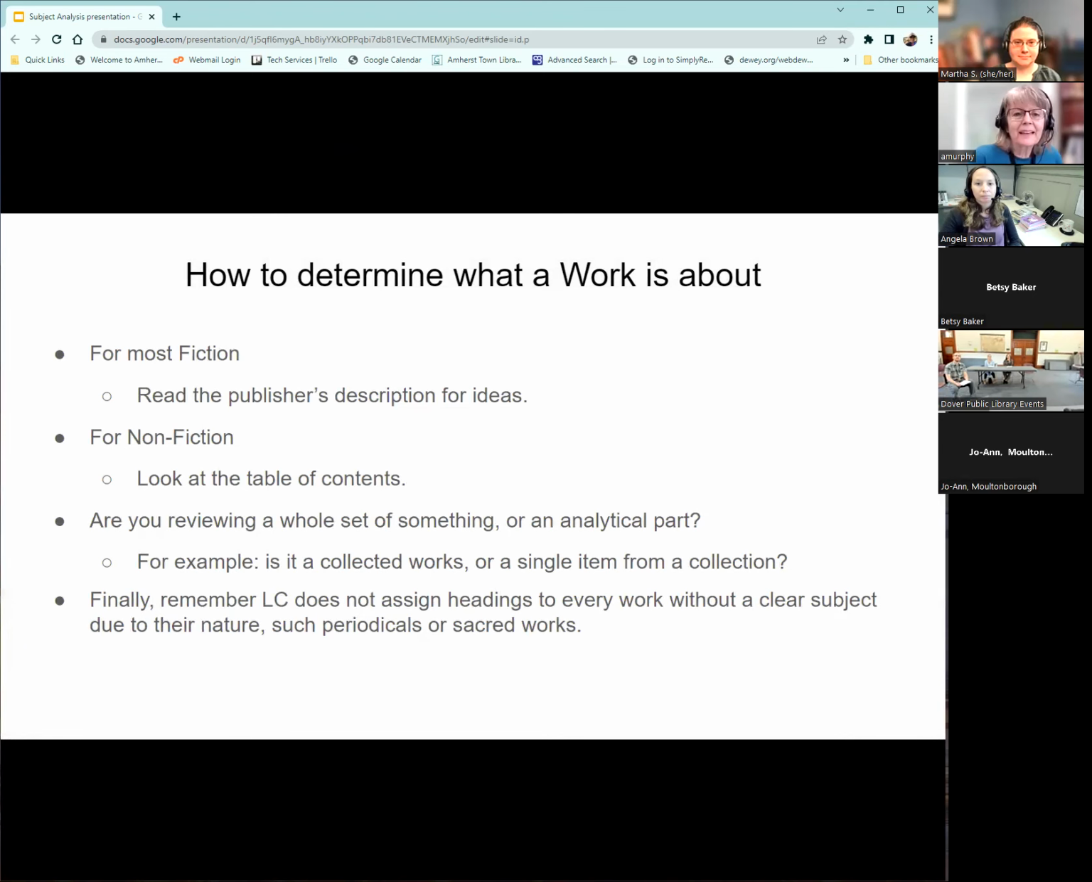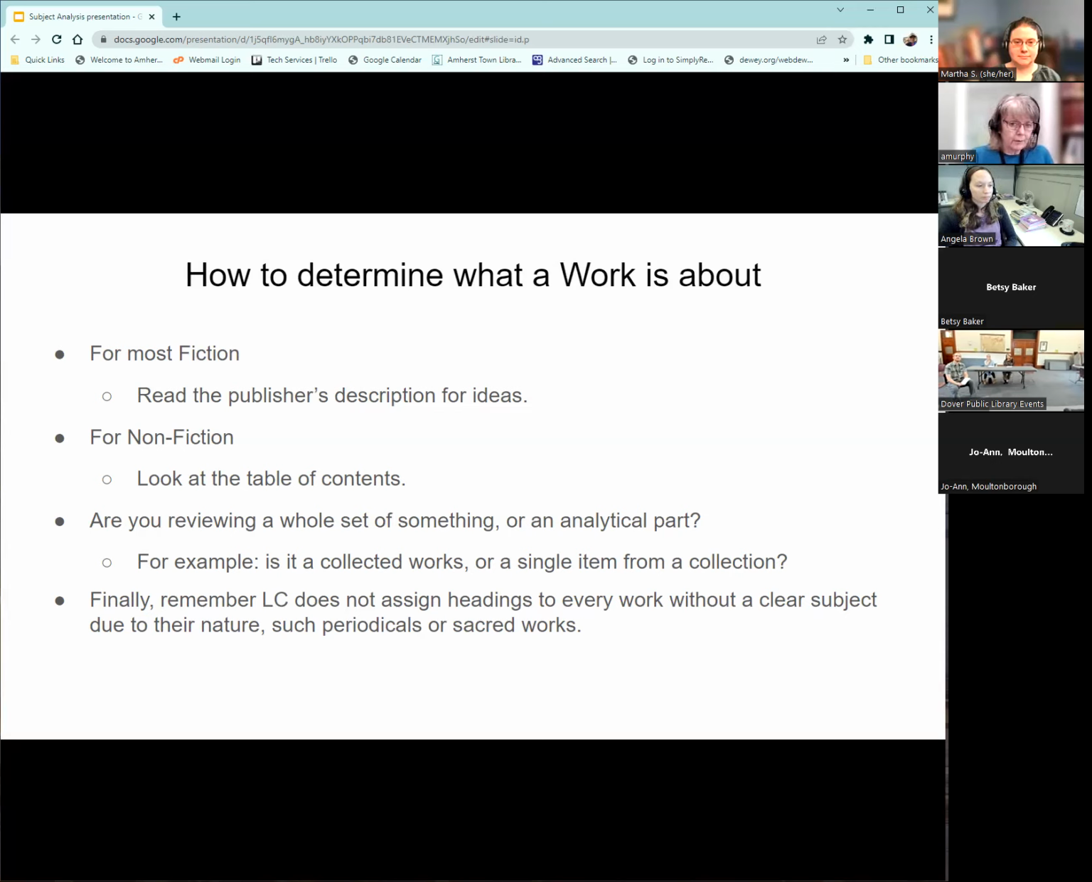Thanks, Angela. I'm here to give you some idea of how to determine what a work is about, the aboutness thing Angela was just talking about. For most fiction, it's probably helpful to start by reading the publisher's description for ideas. With the publisher's description in mind, you can compare those ideas with the Library of Congress authority file, or with online resources like Goodreads or Novelist for help with headings for similar works.